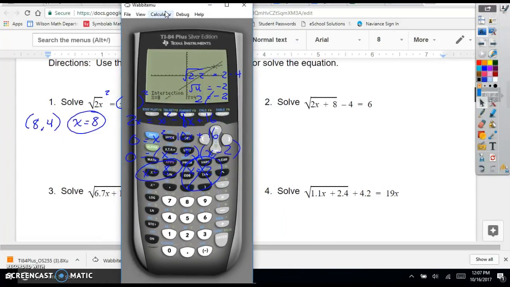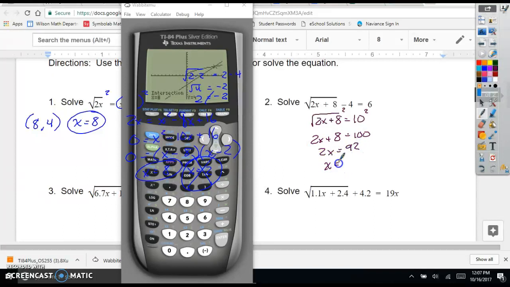Here comes number 2. All right, so what I'm going to do here is add 4 over, so I'll have the square root of 2x plus 8 equals 10. I'll square both sides. I get 2x plus 8 equals 100. I'm going to subtract 8 from that, 92, and then I'll take half of 92, which is 46.